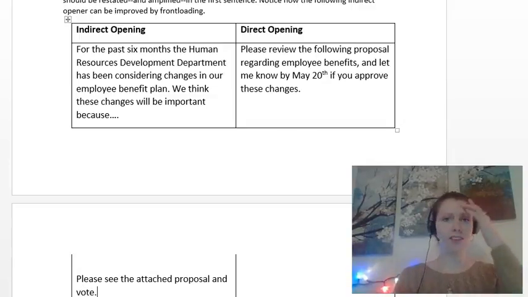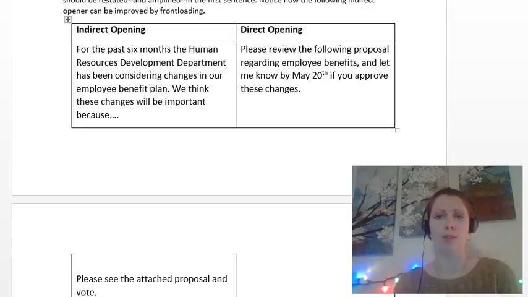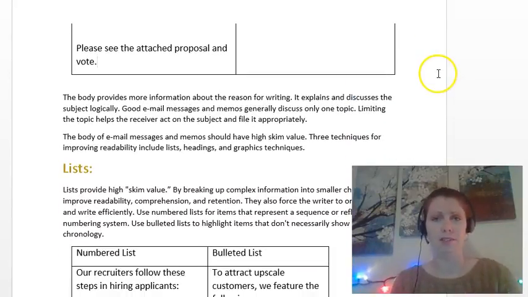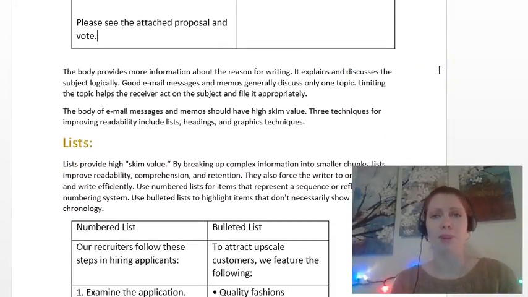So you can see how using the direct method, again, just makes things a lot more straightforward. The people open the email, the first thing they read is that you want them to review this proposal regarding employee benefits. Most people will read that because they care about their benefits, but when you do all this explanation and background before you get to the main point, people are much more likely to ignore it. So especially if you think the message is important, use front loading, get it up there, get it out, and let it be one of the first things people read.